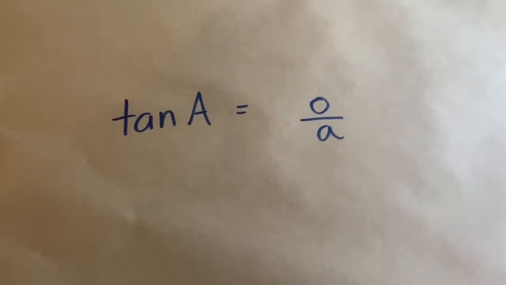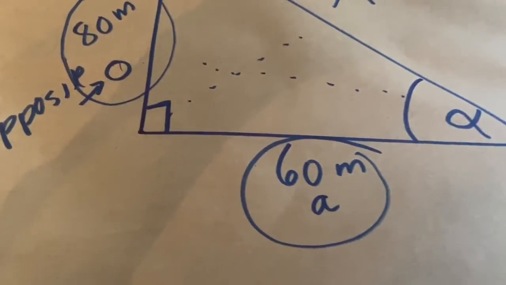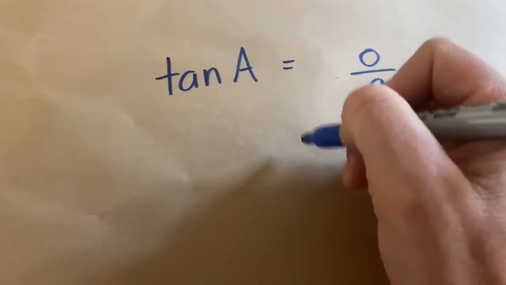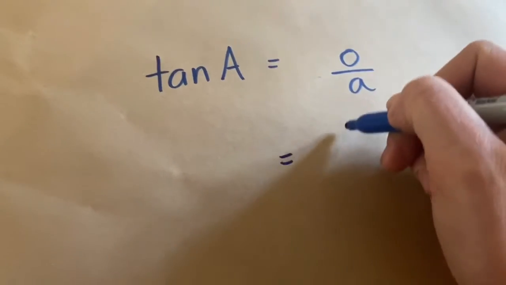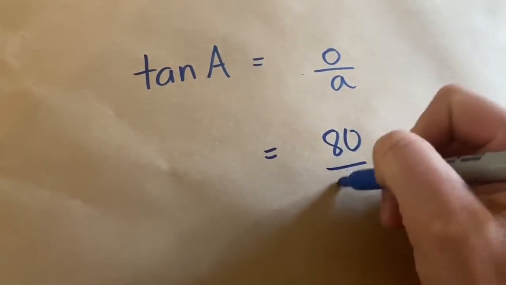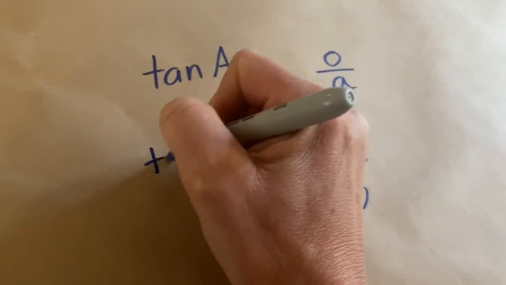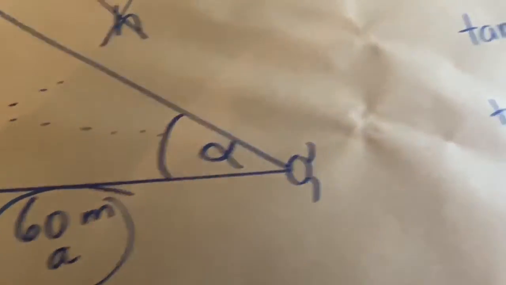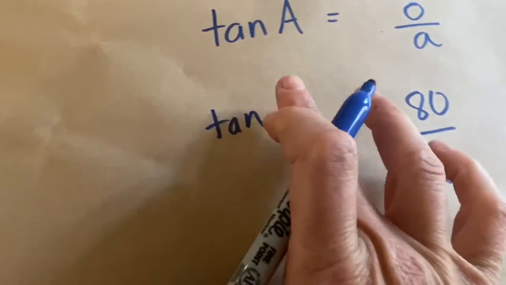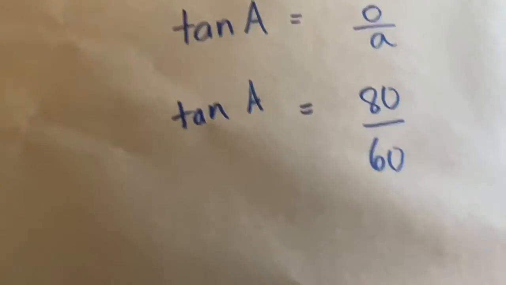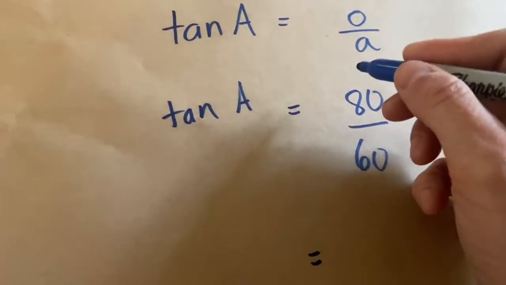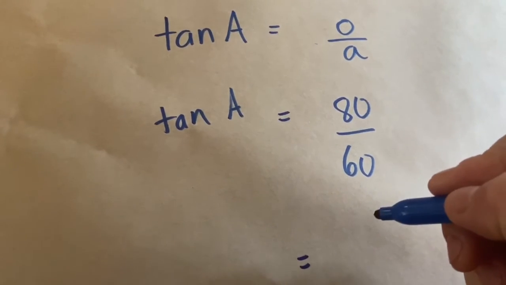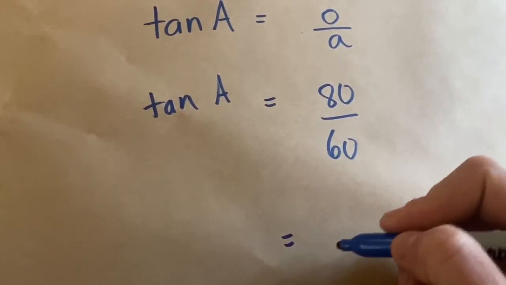On the table, I want you to notice that my O in this question is 80 and my A is 60. So I'm going to go over here and write down 80 over 60. And the tan A, this is the angle that I don't know. So I can't put a number there yet because I don't know what the number is. So what I want to do is go 80 divided by 60 with my calculator.